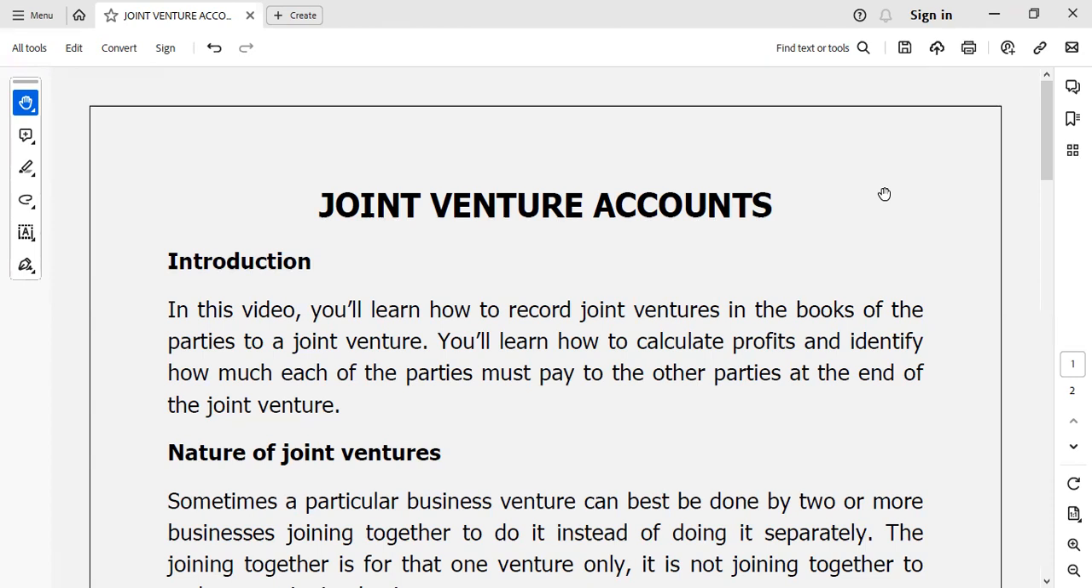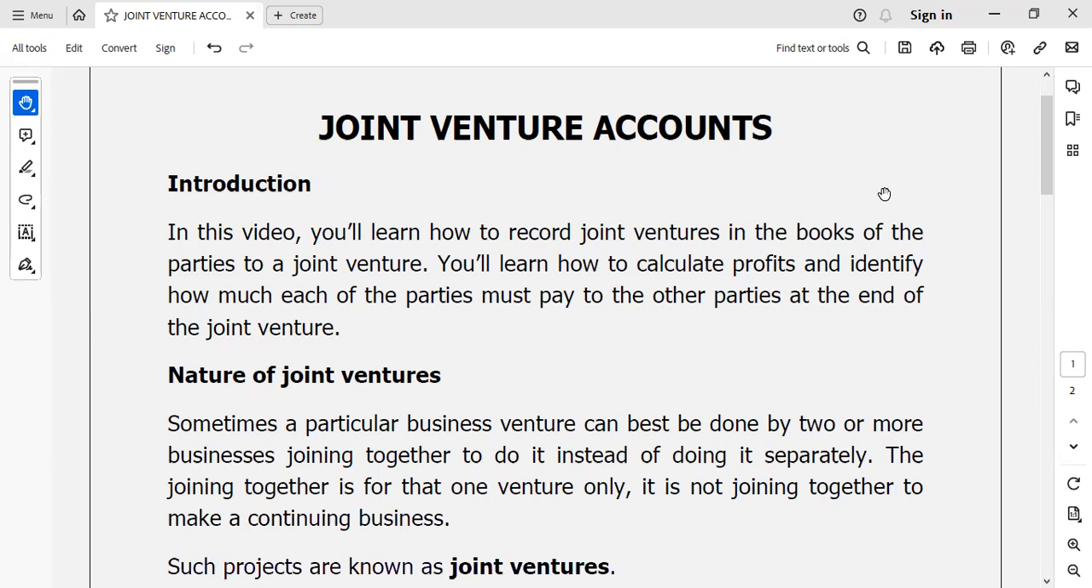Now we need to understand the nature of joint ventures. Sometimes a particular business venture can best be done by two or more businesses joining together to do it instead of doing it separately. So you and I come together, we join our resources, then we start up a business. The joining together is for this one venture only. It's not joining together to make a continuing business.